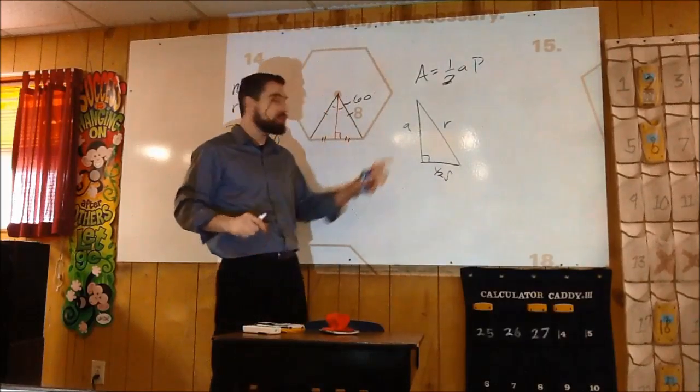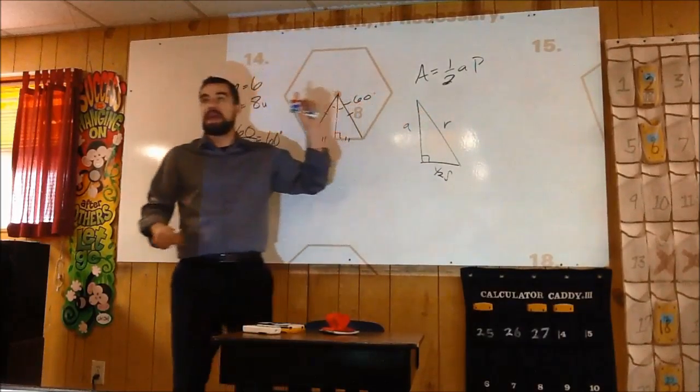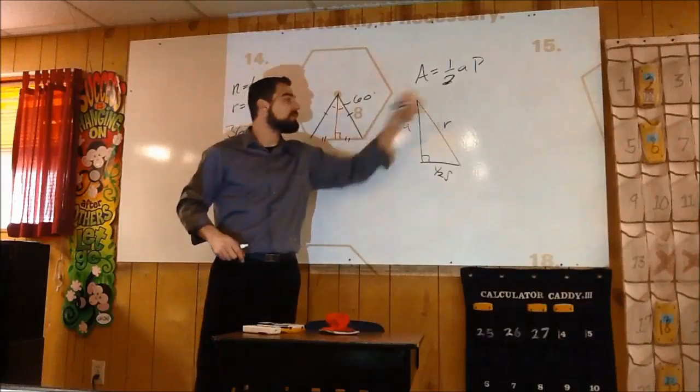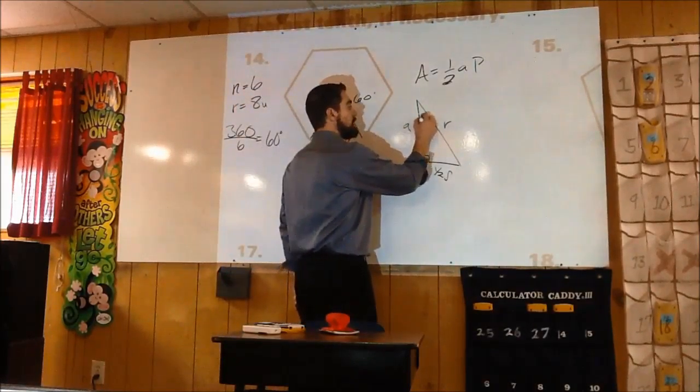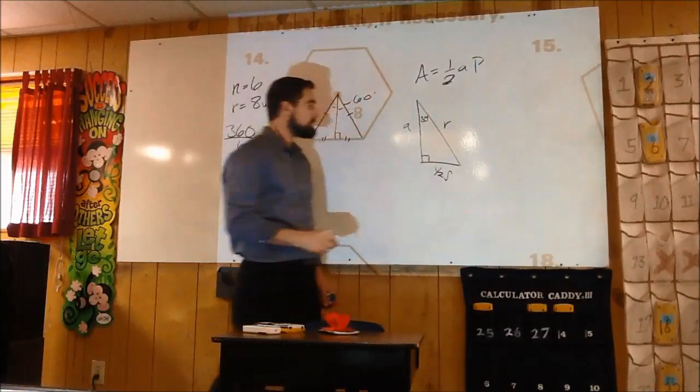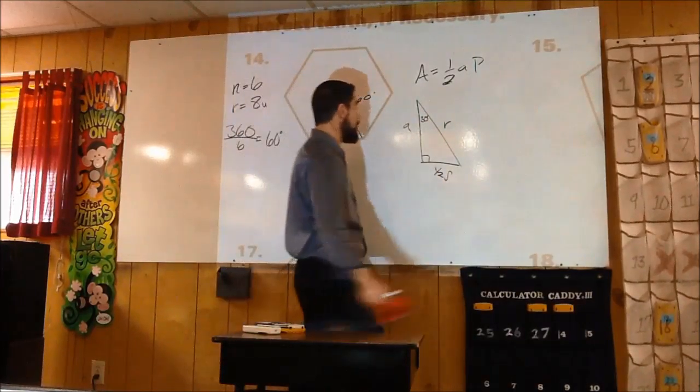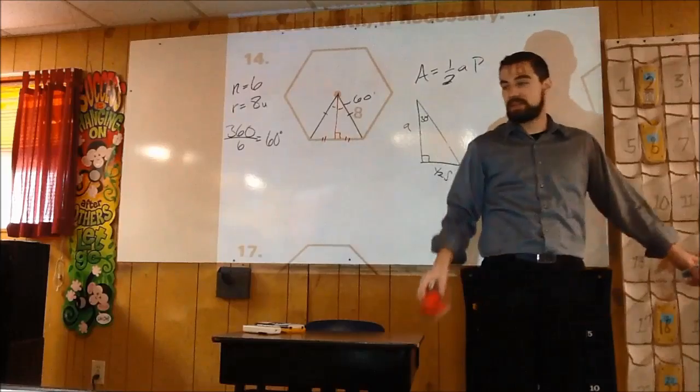And they can always draw in the measure of this angle that's being created by the apothem and the radius. In this case, what is the measure of that angle? 30 degrees. And then we can write what we're given. We're given the radius is 8.